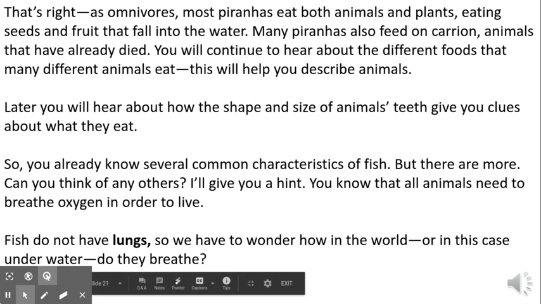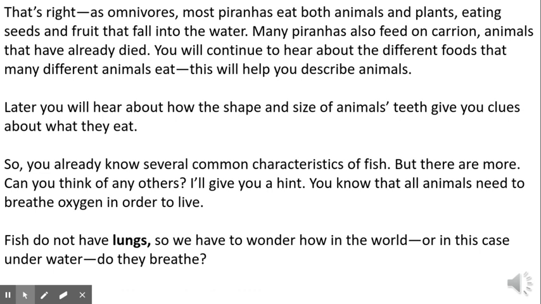So you already know several common characteristics of fish, but there are more. Can you think of any others? I'll give you a hint. You know that all animals need to breathe oxygen in order to live. Fish do not have lungs. So we have to wonder how in the world, or in this case, underwater, do they breathe?